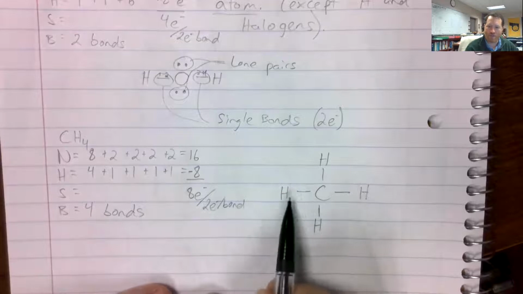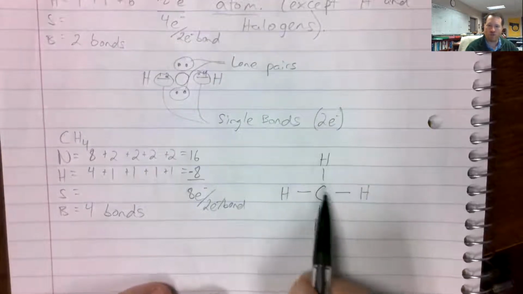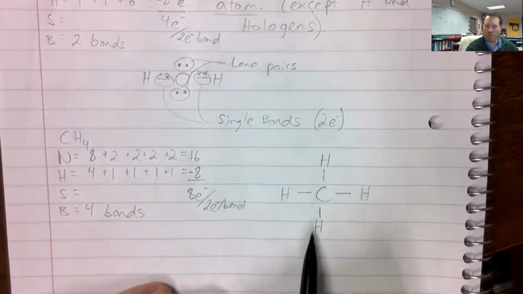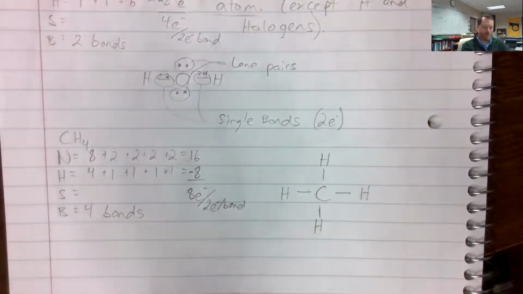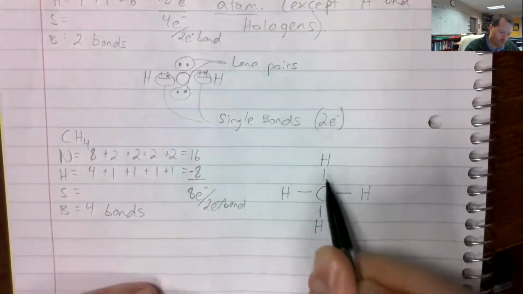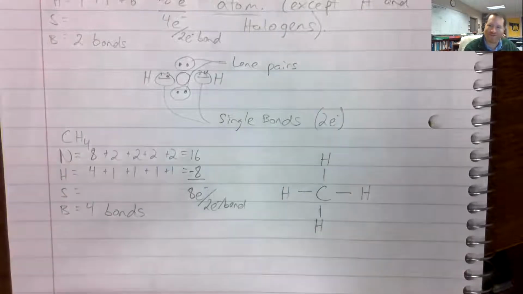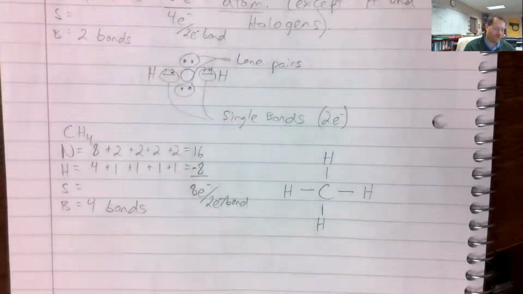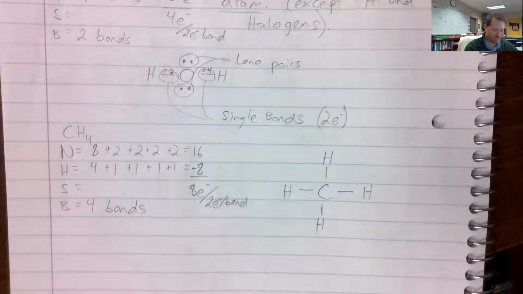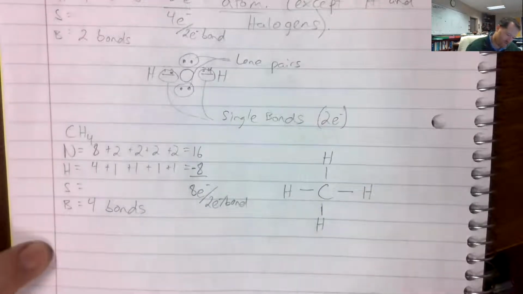Are the hydrogens happy? 2, 2. 2 and 2. So yeah, all my hydrogens are happy. My carbon has 1, 2, 3, 4, 5, 6, 7, 8. So he's happy. There we go. Fantastic.